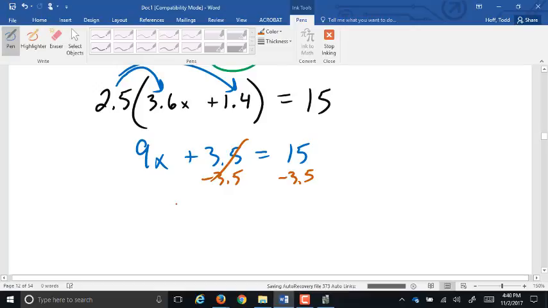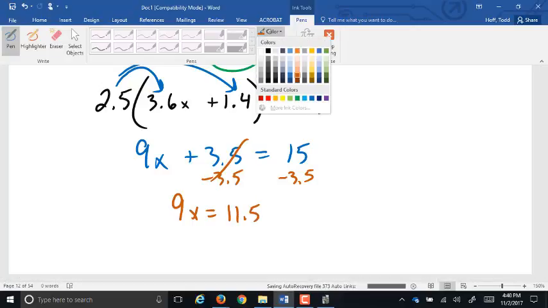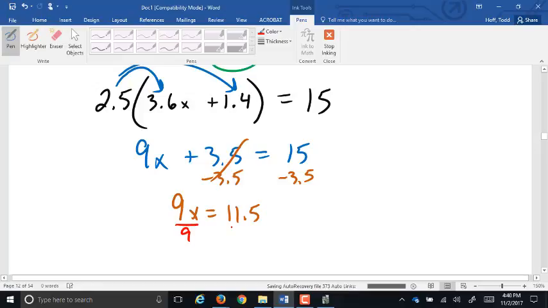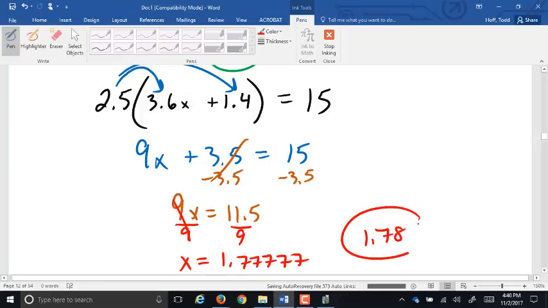That gives us 9x equals 11.5. Then we have to divide by the 9. x equals 1.7777. So that'd be 1.78 is where we would round that.